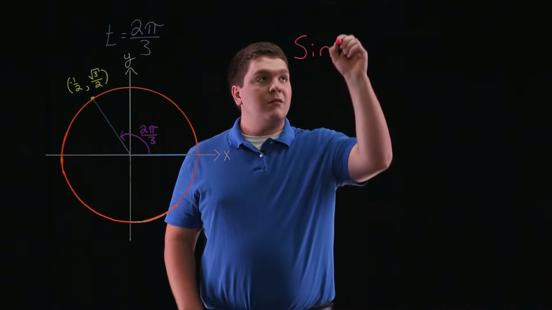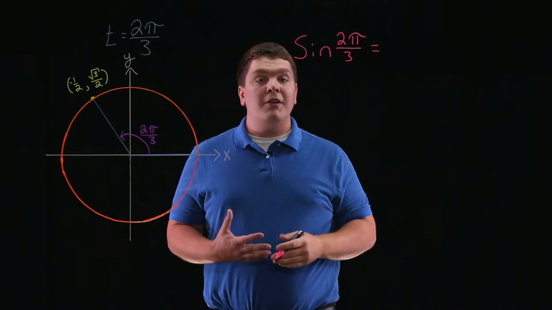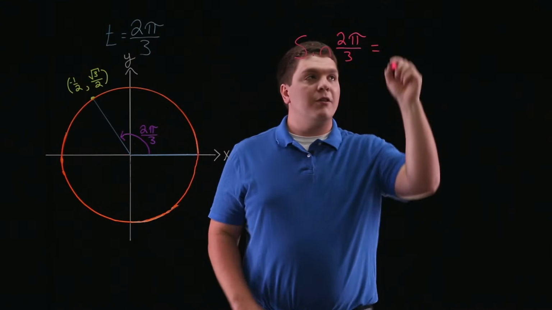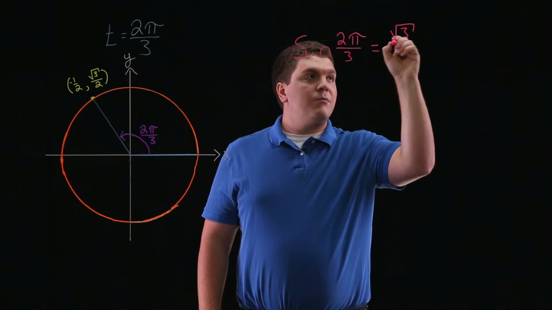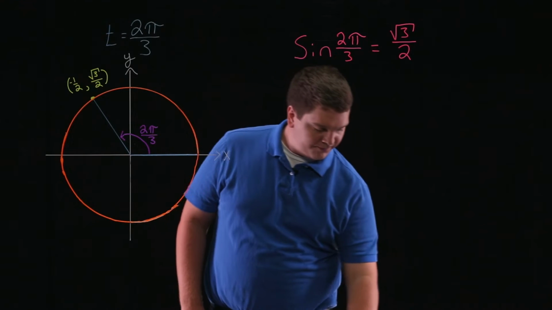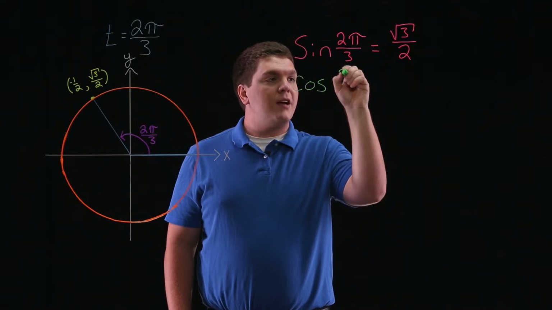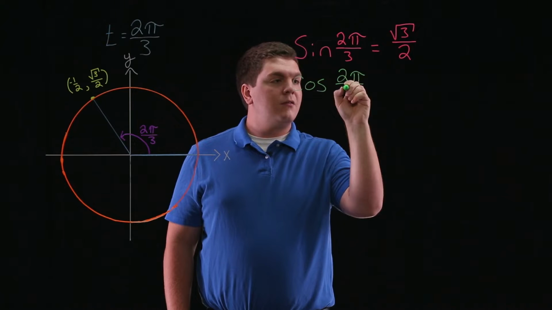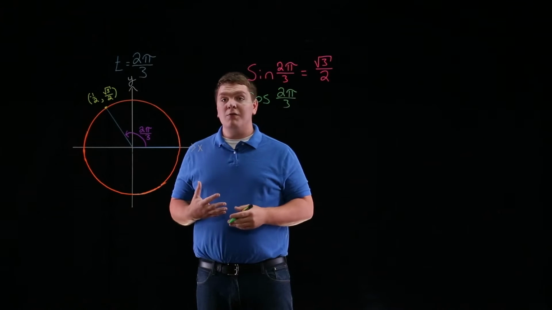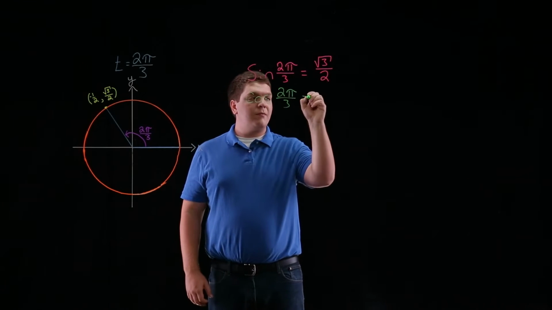So if we're looking for sine of 2 pi divided by 3, all we want to do is look at the y value of this point. So we see the y value here is the square root of 3 divided by 2. Next, let's go ahead and look at cosine. So cosine of any angle is the x value at which the angle intersects the unit circle. So looking for cosine of 2 pi divided by 3, we see that our x value is -1/2.